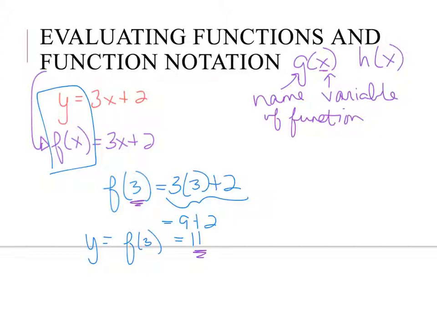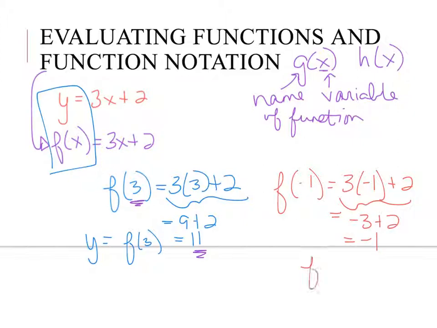Okay, what if we find f of negative 1? So we're just going to go back to our original function, and we're going to type in a negative 1 for our x, and then we're just going to evaluate that right-hand side. Negative 3 plus 2 is negative 1. So f of negative 1 is negative 1. So when x is negative 1, y is negative 1.